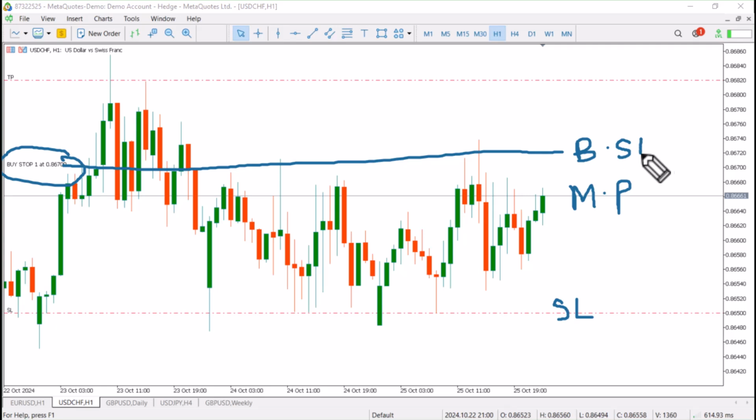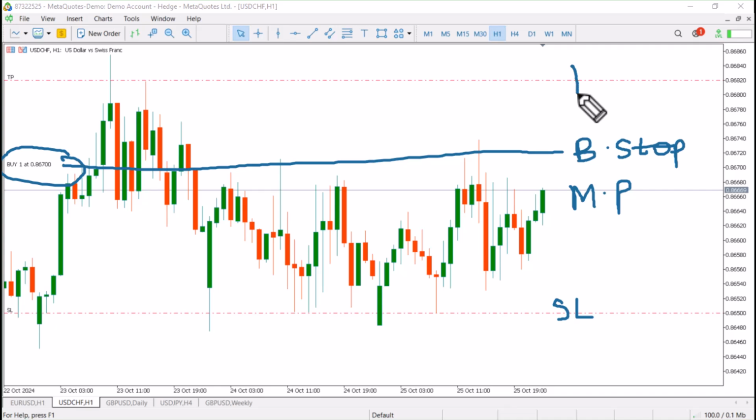Buy stop. Right? B represents buy, and above we have our TP, take profit. You can see that. So whenever the market pushes into this level, an order will be filled for us automatically, even when we are not at the front of the chart.